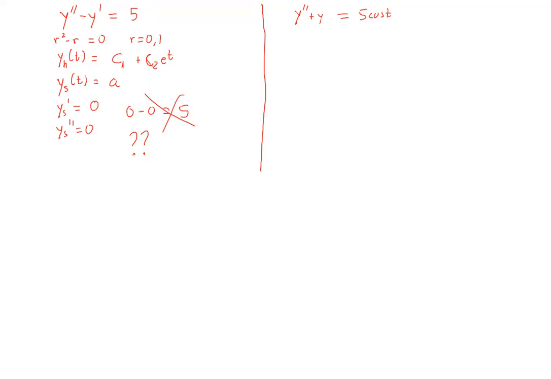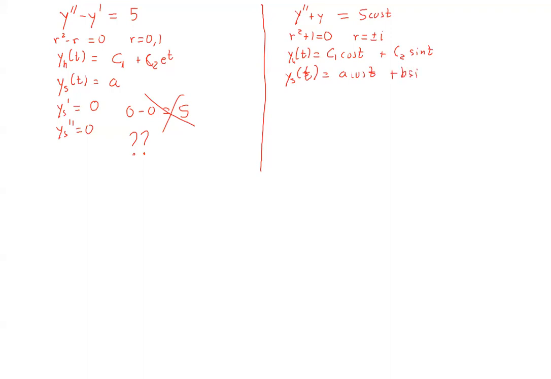Okay, what would happen here? So again, you would have said r squared plus 1 is equal to 0, r is equal to plus or minus i. That would give you y of t is equal to y homogeneous of t. That would be C1 cosine t plus C2 sine t. And now the issue should become apparent, because what you're going to prescribe as a particular solution is a cosine t plus b sine t.